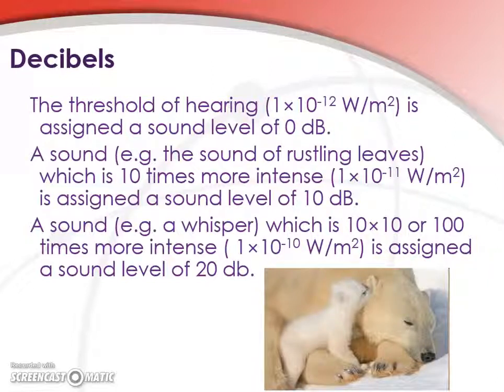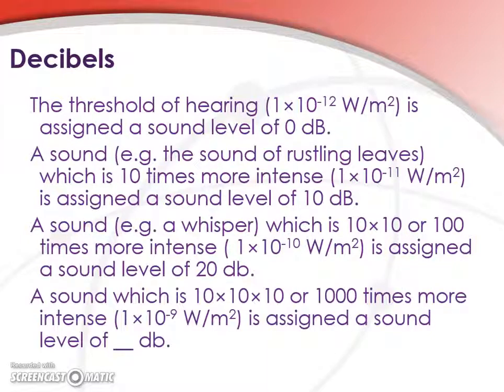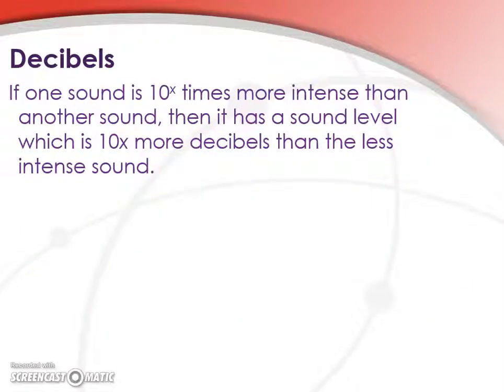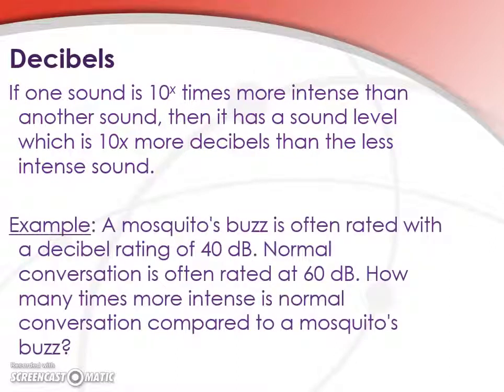So the 0 is a placeholder, and the number in front of the 0 is the number of orders of magnitude, or 10 times values above the threshold of hearing. So if we have something 1,000 times more intense, then it has an intensity of 30, a sound level of 30 decibels. So we can look at relative intensities by just simply subtracting decibel levels and saying that it's 10 to the x times more intense.